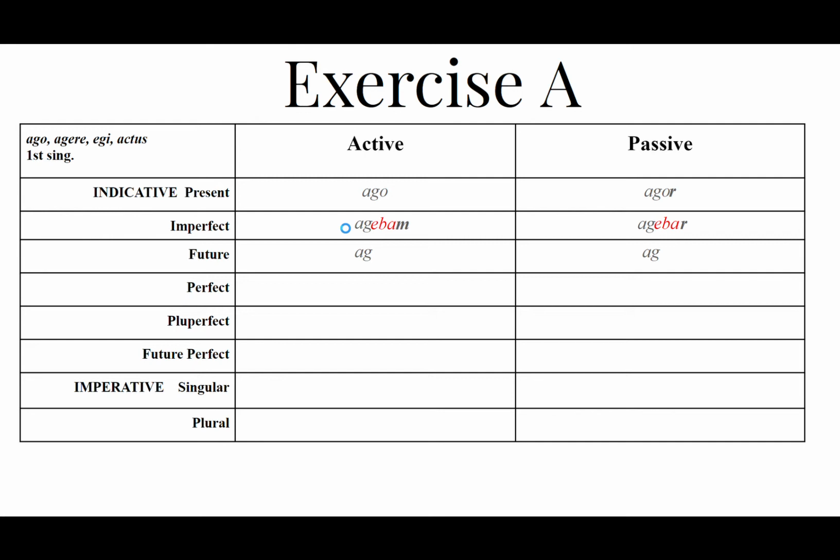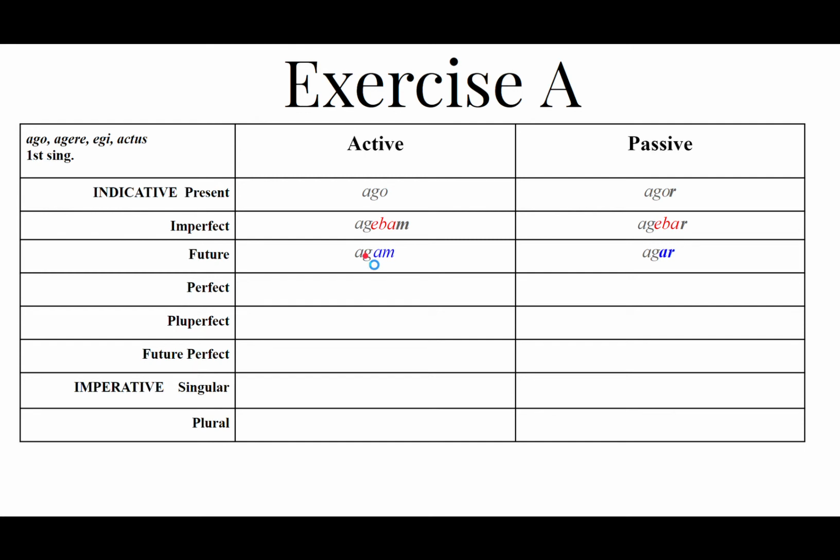For the future, don't you dare put bo, bis, bit, bimus, bitis, bunt. Those are the future endings for only first and second conjugation. Do not put bo, bis, bit, bimus, bitis, bunt for a third, 3rd-io, or fourth. You want es, et, emus, etis, ent. The passive endings are ar, eris, macron over the E, eris, etor, amor, emini, antor.